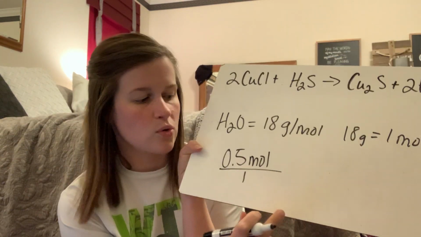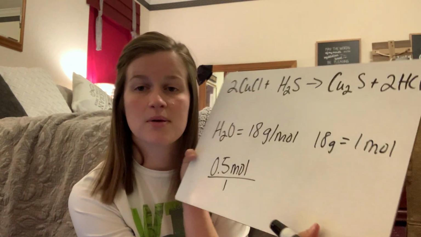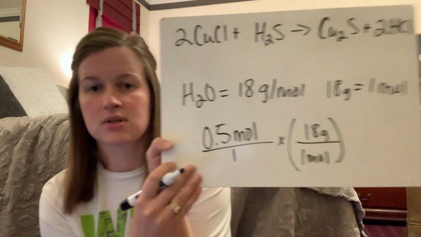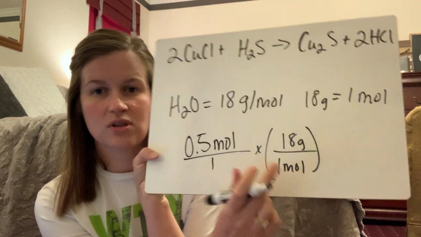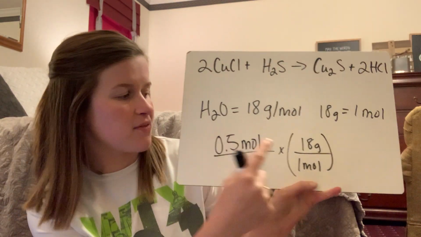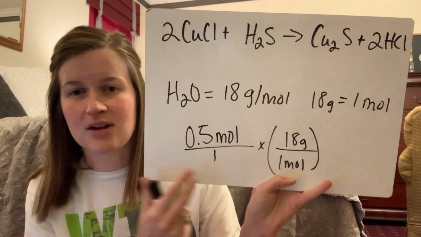We want moles to go on bottom to cancel, so that means grams are going to go on top. So then I'm going to multiply it, and again, moles are going to go on bottom to cancel, and grams are going to go on top. So it's going to look like that. So these moles cancel. That's how you use molar mass. To finish that out, you multiply 0.5 times 18, and you're just dividing by 1.